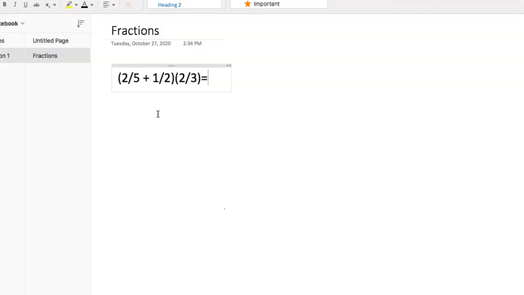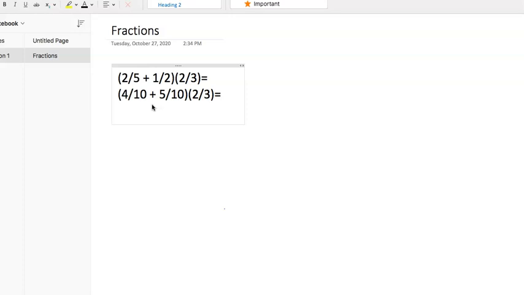Okay, so the first one says we've got 2/5 plus 1/2 times 2/3. All we really have to do is find the common denominator on the part on the left, the 2/5 plus 1/2, so that the denominator, the number at the bottom, is the same for both of them. If we multiply 5 and 2 together, we get 10. So 2/5 is the same as 4/10. We just multiply the top and the bottom by 2. Plus 1/2 is the same as 5/10. Multiplied each side by 5, we'll still say times 2/3.